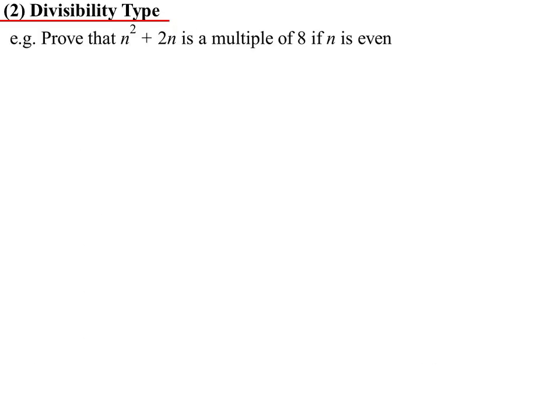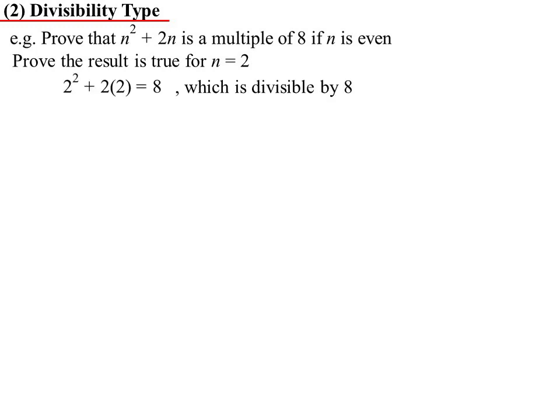The other type of problem we looked at in extension 1 was the divisibility type. So I'm going to prove n squared plus 2n is a multiple of 8, if n is even. So n has to be an even number for this one. Well, the first even number is n equals 2. That'll be my first case. 2 squared plus 2 times 2 is 8. Well, yes, 8 is divisible by 8. Now, it is a multiple of 8. So I know it's true for n equals 2.